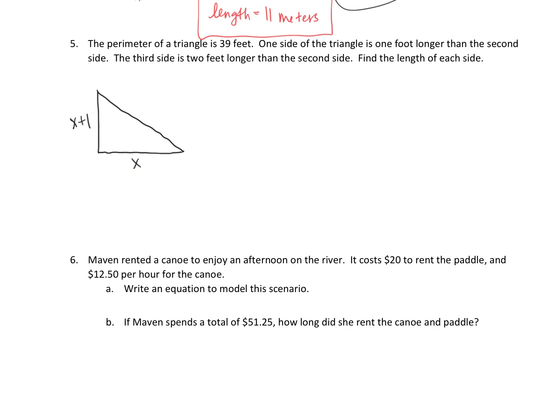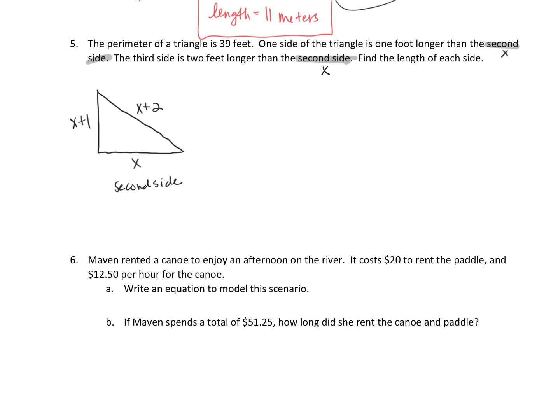So let's be really careful here. We're comparing to the second side, so the second side is what we're calling just x. So you want to make sure you're careful and you realize that x is the second side. The reason I'm pointing that out is because in the next sentence, it says the third side is 2 feet longer than the second side. It's again comparing to the second side, which we called x. So the third side is 2 feet longer than that, so it'll be x plus 2.